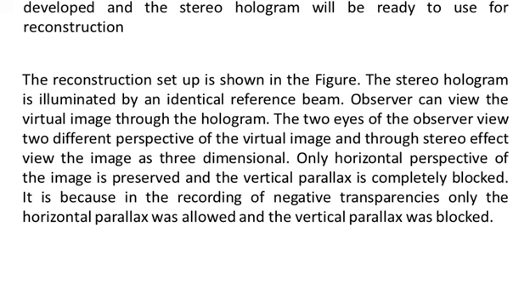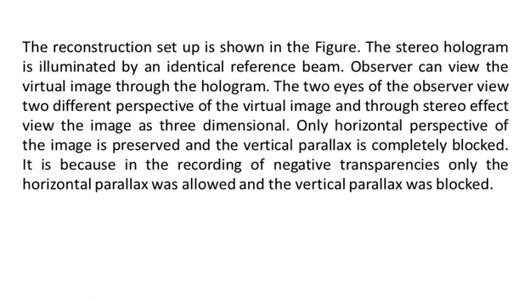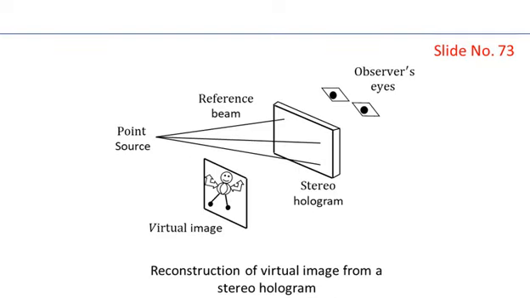The reconstruction setup is shown in the figure. I shall come back to this figure after reading this paragraph. The stereo hologram is illuminated by an identical reference beam. You can see that we have placed the hologram at exactly the same position, which is now the stereo hologram, and the point source which generates the reference beam is located at the same position, illuminating the stereo hologram from the same position.